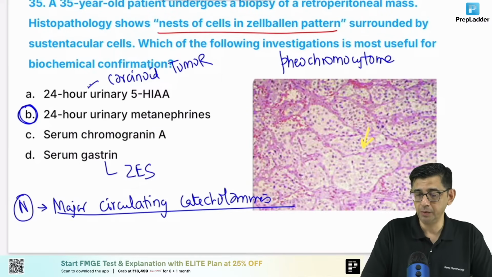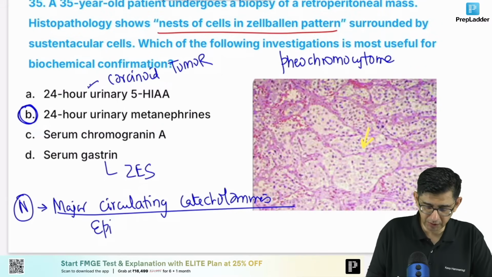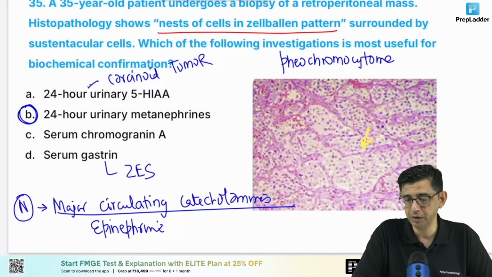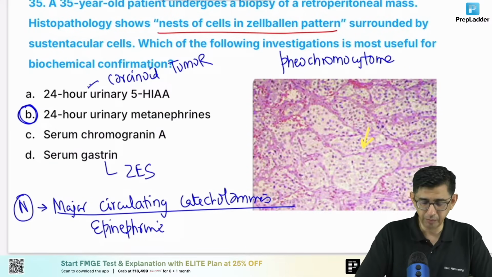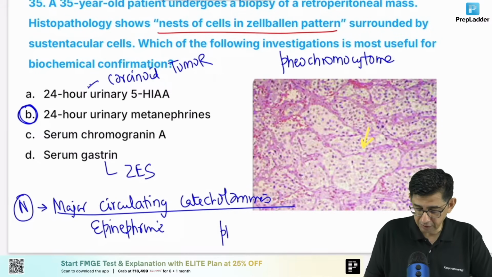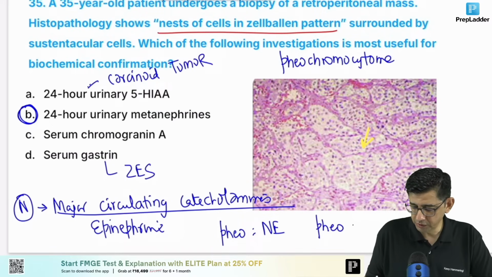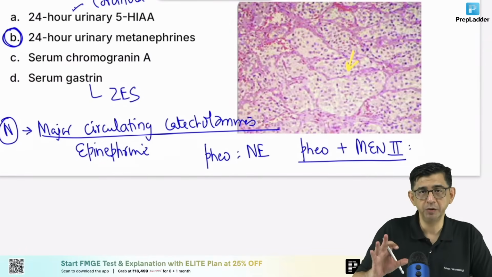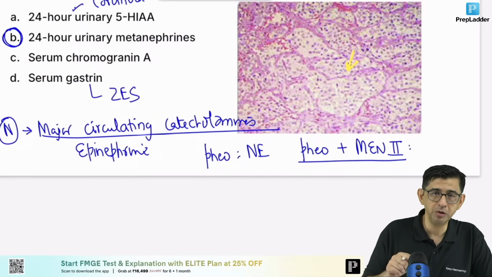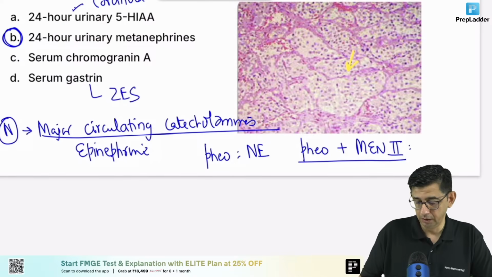Very good. In a normal person, the major circulating catecholamine would be answered as epinephrine. But if it is pheochromocytoma, then it is going to be norepinephrine. So do remember that if it is the major circulating catecholamine, then it is epinephrine. If they say pheochromocytoma, then your answer is norepinephrine. And if they say pheochromocytoma with multiple endocrine neoplasia type 2, that is Sipple syndrome, then your answer will change again. If they just say pheochromocytoma, what is it producing mainly? Norepinephrine. But suppose I change the question to pheochromocytoma with MEN2 syndrome, multiple endocrine neoplasia, then your answer will again change to epinephrine.